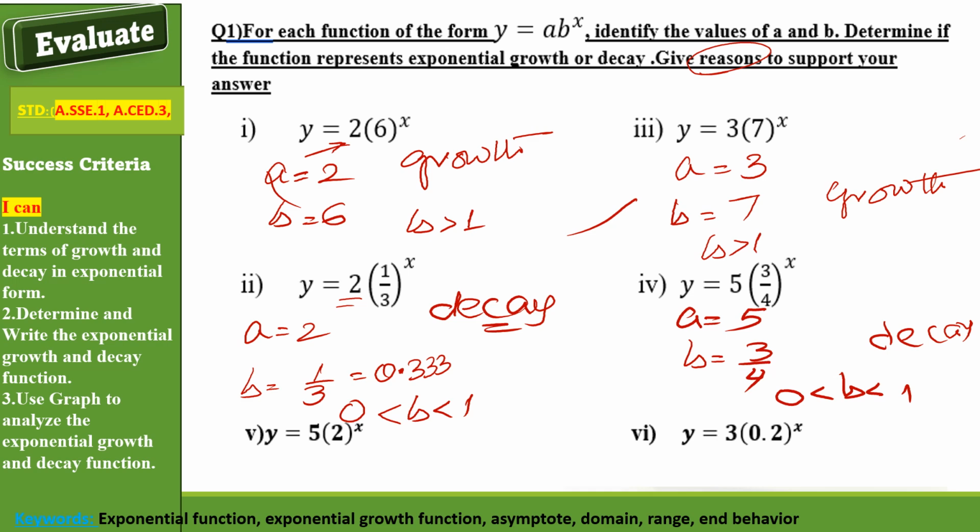Next question, 5 times 2 to the power of x. Here the initial value is 5, whereas b is 2, and it shows what? Growth, definitely. Why? Because b is greater than 1. This is our reason. Now number 6, do it yourself and write your answer in the comment box.